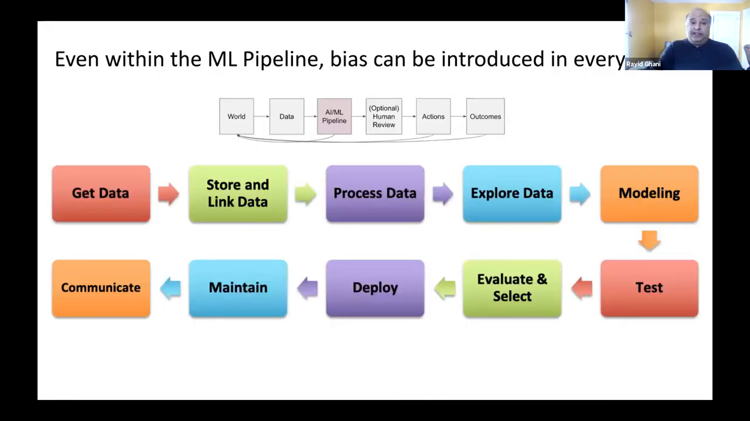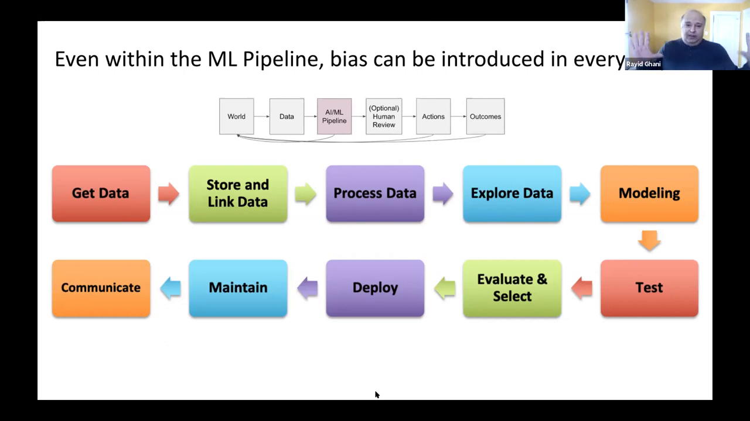The other piece that comes in after the data, let's say you've dealt with the data issue. This is all the stuff that we do as machine learning people. We build these pipelines. We get data and we do a lot of linkage of different sources. We do a bunch of processing. We build models. We evaluate them. We then deploy and maintain and all these different things.